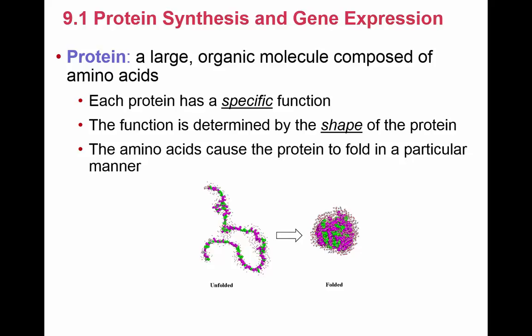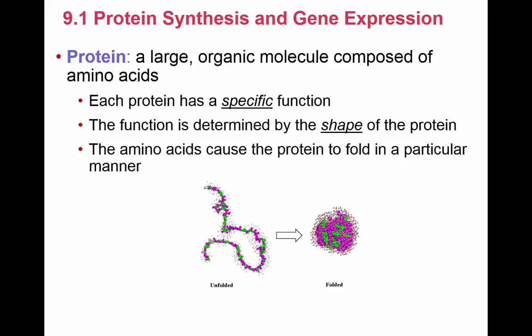And so just a quick reminder from Unit 1, a protein is a large organic molecule. Remember, organic means it's got to have carbon and hydrogen in it. So it's a large organic molecule, and it's composed of amino acids. We talked about the fact that amino acids are the building blocks of proteins.